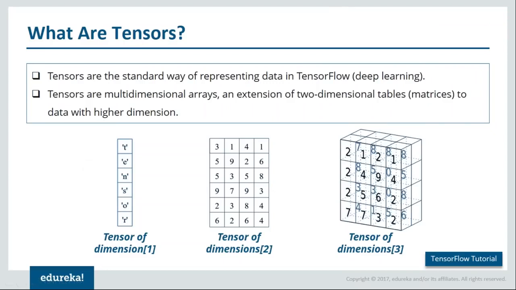TensorFlow programs use a tensor data structure to represent all data. You can think of a tensor as an n-dimensional array or list. Now consider the example that is there in front of your screen. So the first tensor has dimension 0. The next tensor has 2 dimensions because it has rows as well as columns, and the last tensor has dimension 3 because it has one more field. Now in the TensorFlow system, tensors are described by a unit of dimensionality known as rank.